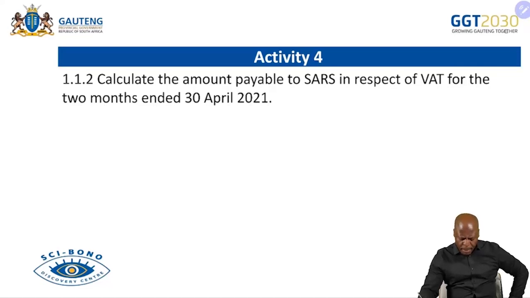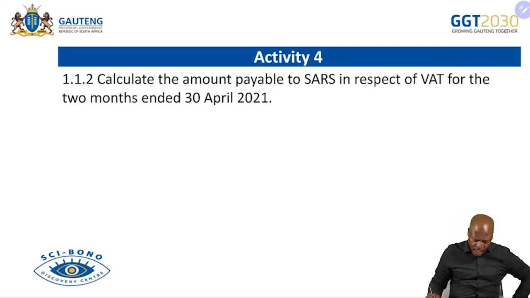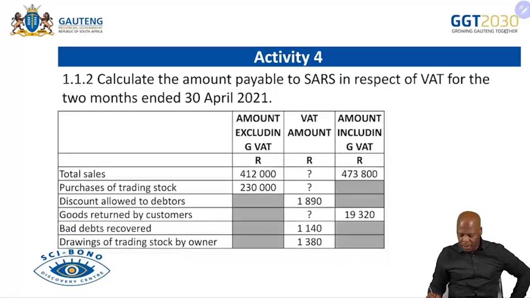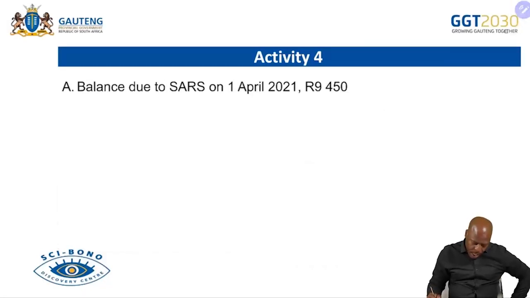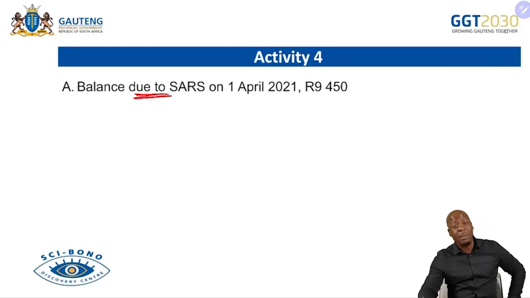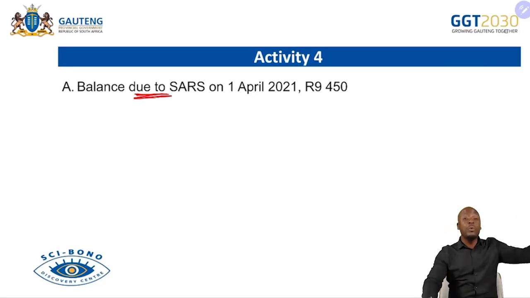calculate the amount payable to SARS in respect of VAT for the 2 months ended 30 April the year 2021. Let's see what comes. There is my information. Okay. All right. Let's see. Let's start with the first one. The balance due to SARS on the 1st of April. Someone tell me if it says balance due to SARS. Okay. Balance due to SARS.